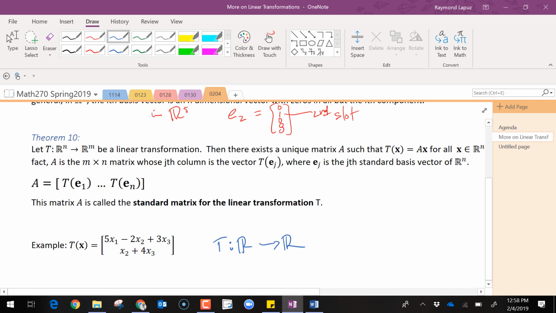Okay, let's take a look at the output first of all. If we take a look at the output, that might be easier. This T of X is equal to a vector. Now this is a vector, right? It's not a matrix right now, it's a vector. How many components do we have in this vector? 2. So this has 2 components, 1, 2. So that's going to be our output.